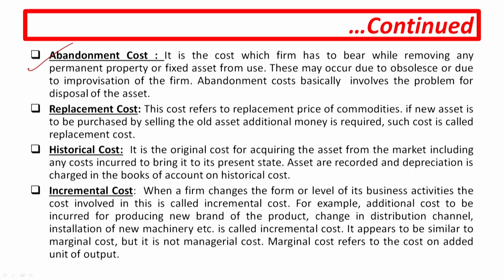Abandonment cost. It is the cost which the firm has to bear while removing any permanent property or fixed asset from use. This may occur due to obsolescence or due to improvisation of the firm. Abandonment cost basically involves the problem of disposal of the asset. Shutdown cost means you are closing the business and you have to bear the expenses. But in abandonment cost, you are not closing the business, rather you are closing some particular unit or some particular product totally from production. That means it is the cost of disposing of the asset permanently from the organization.